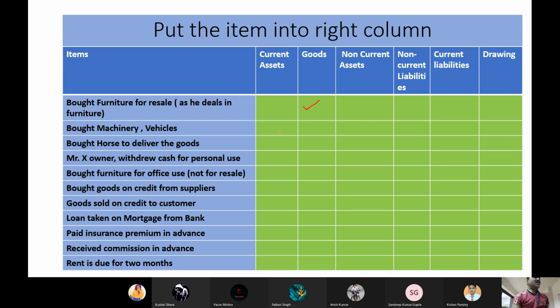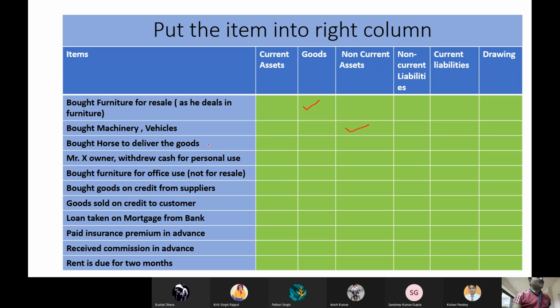Again, machinery purchase, or bought machinery or vehicles. So this is also assets, but what kind of assets? Non-current asset. Non-current asset refers to those assets which we use for more than 1 year in our business, which are used over a longer period of time for the smooth running of business. So no doubt this is an asset, but what kind of asset? Non-current assets.